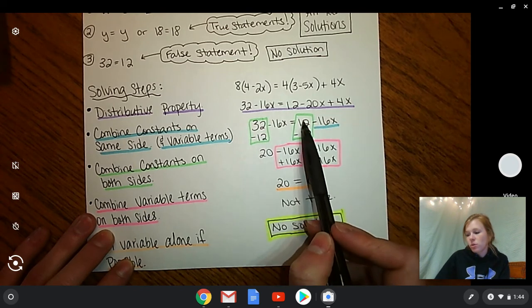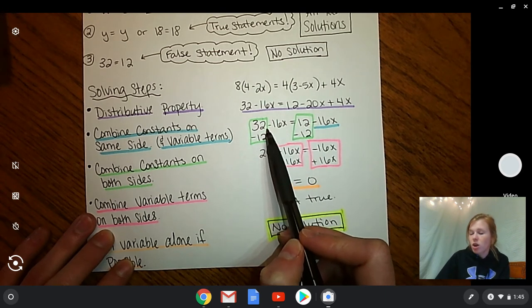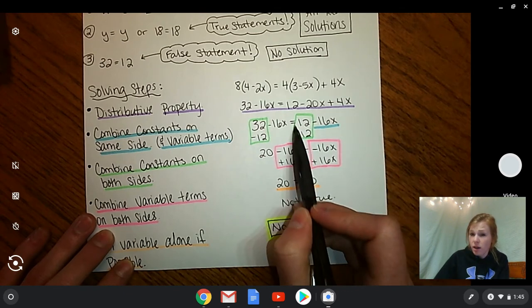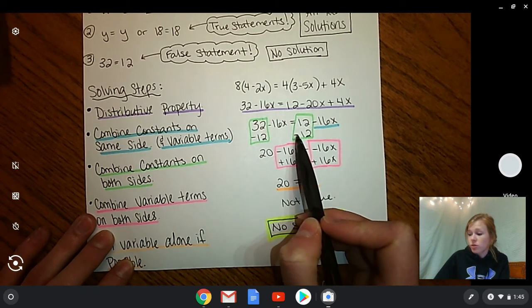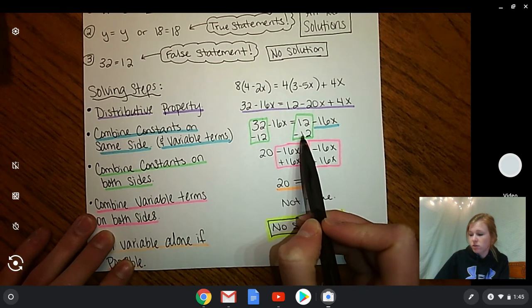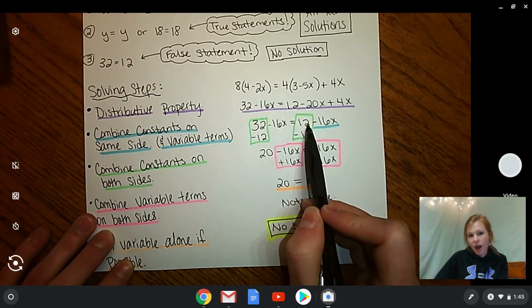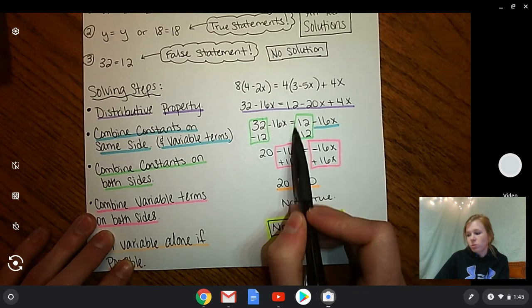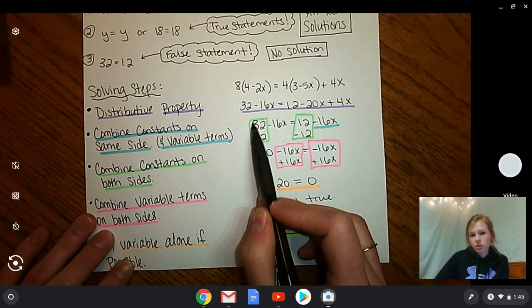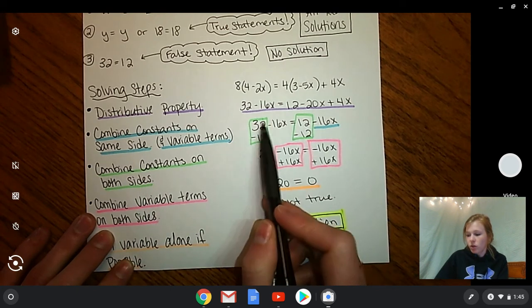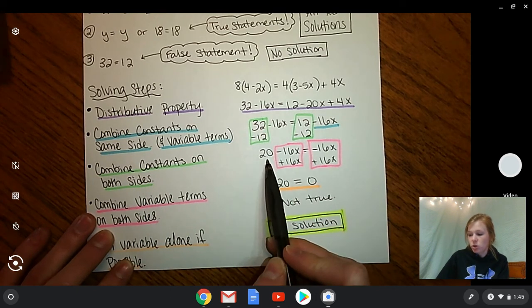In order to move something from one side of the equal sign to the other side of the equal sign, you have to use the opposite operation. In this case, since it's a positive 12, I used subtract 12 because minus is the opposite of positive or adding a 12. If you subtract 12 from one side, you have to subtract it from the other side. So that is my green step. 32 minus 12 gives me 20.